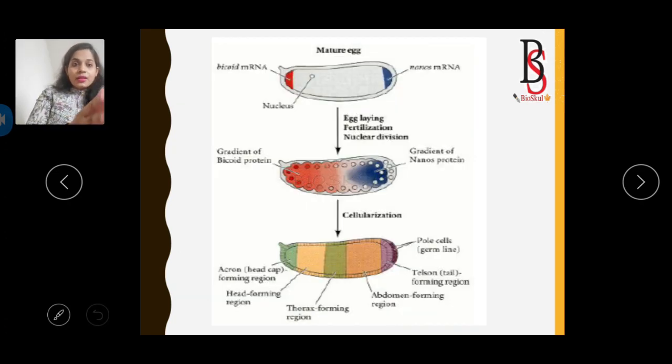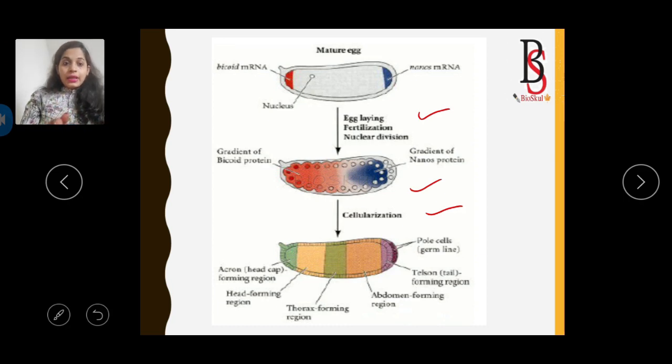So here is the diagram. In the diagram, first the egg after fertilization undergoes nuclear division. As you see in the diagram, this is the syncytium condition. Syncytium condition means the division of nucleus without cell division, so in the cytoplasm many nuclei are present. As there is no cell boundary, it depends on the concentration of the morphogen gradient. But after cellularization, the conditional specification comes into play.